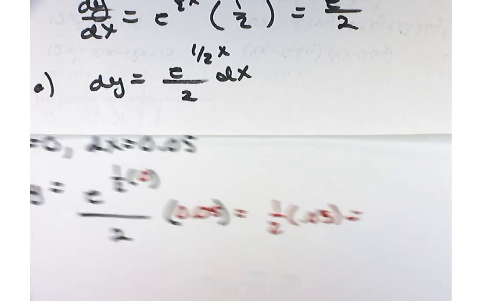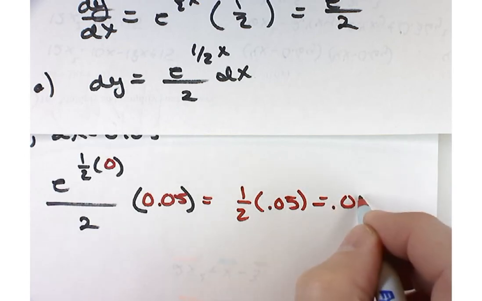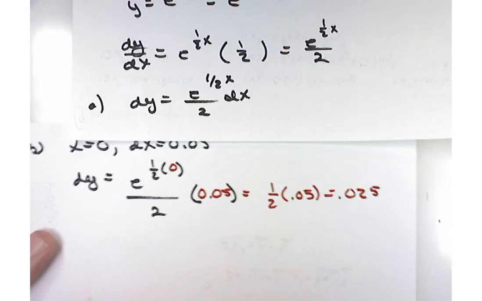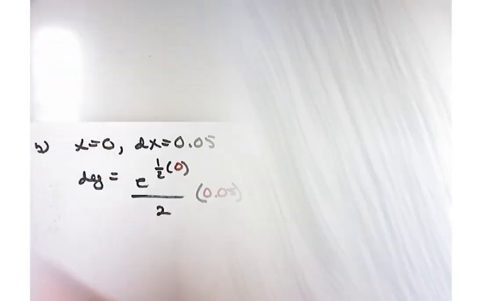I don't think we need a calculator for that. That's going to be 0.025. So that's your value of dy. And that's all that they asked for here.